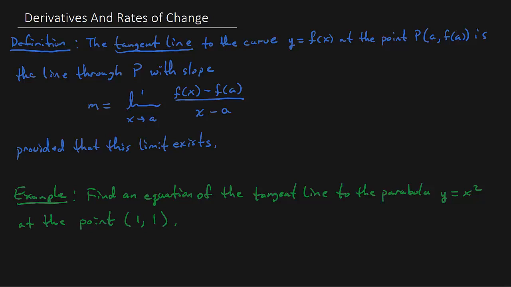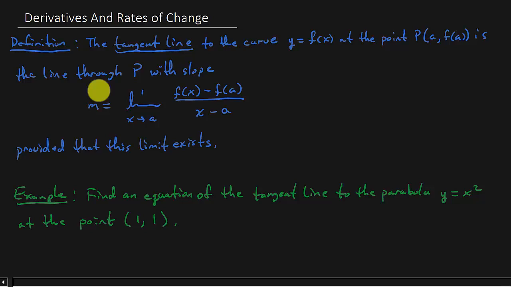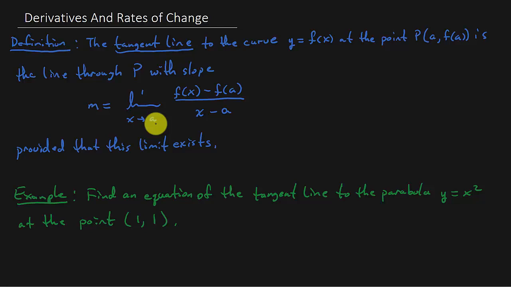So the first thing, we've got a definition: the tangent line to the curve y equals f of x at the point P, whose x coordinate is a and y coordinate is f of a, is the line through P with slope m. The slope is the limit of f of x minus f of a over x minus a as x approaches a, provided that this limit exists. All right, so let's take a look at the example here.